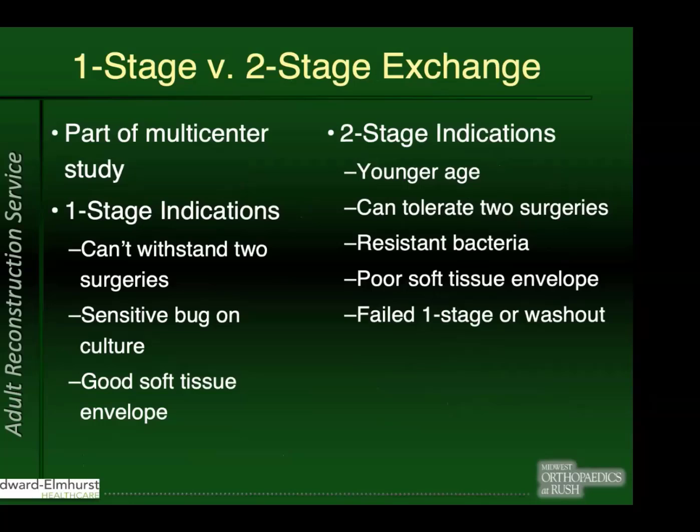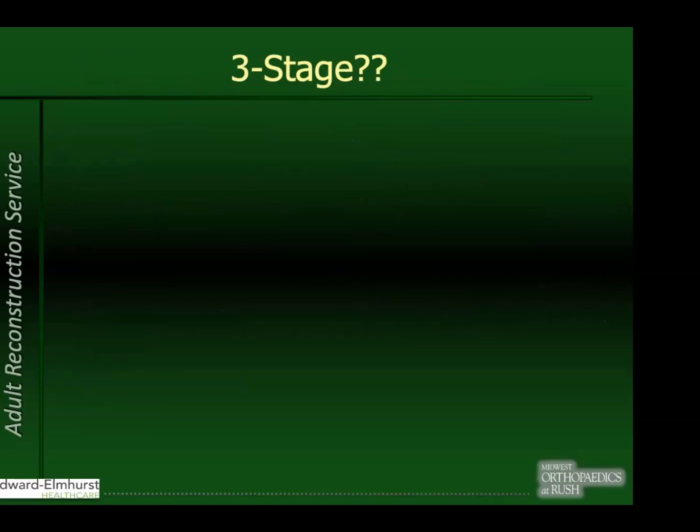We're part of a multi-center study right now to do this, and so we are randomizing people between the two. But in general, my 1-stage indications are they can't withstand 2 surgeries, there's a sensitive bug on the culture, and they have a good soft tissue envelope. 2-stage indications are younger age, they can't tolerate 2 surgeries, resistant bacteria, poor soft tissue envelope, and either they fail the 1-stage or a prior washout.